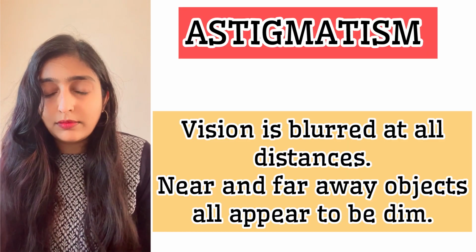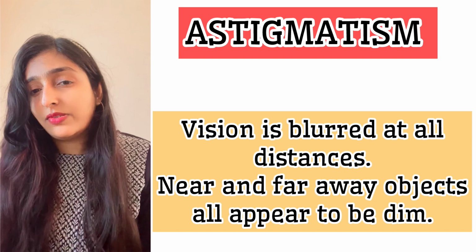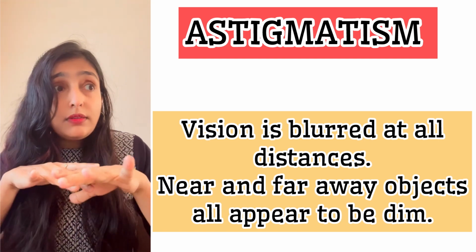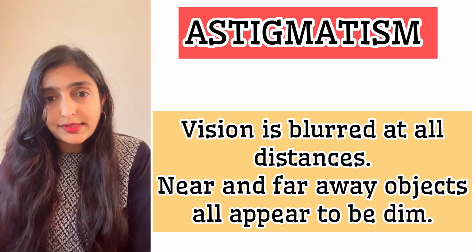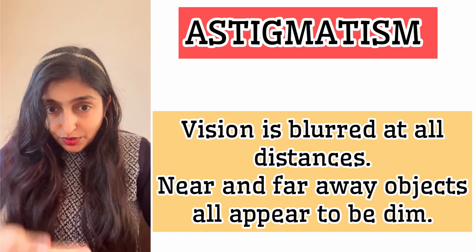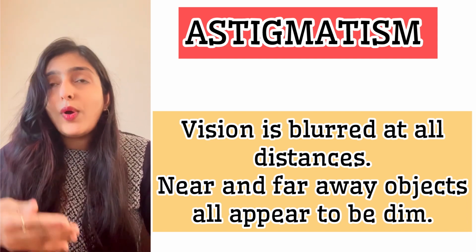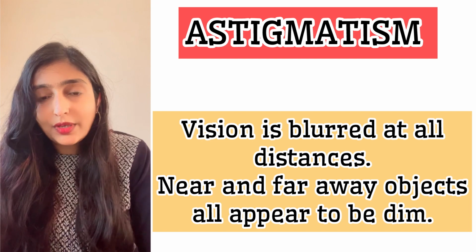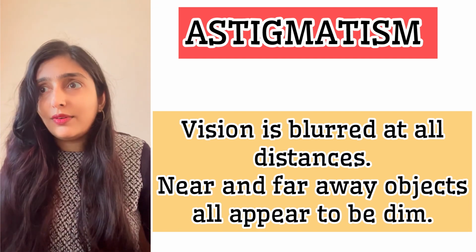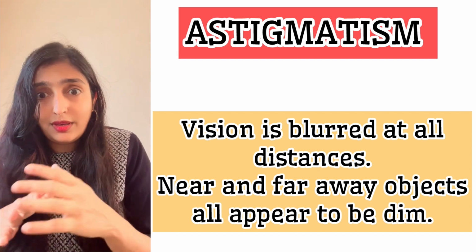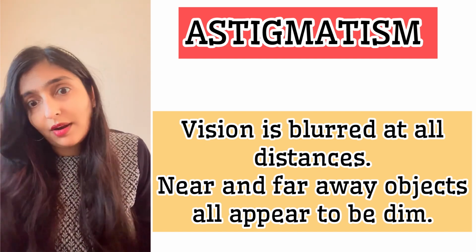Third is slightly complicated. It's astigmatism. The vision is blurred at all the distances. It's blurred vision at the near object also and at the far away distance also. Okay, everywhere it seems to be hazy, cloudy and foggy. You're not able to see anywhere.